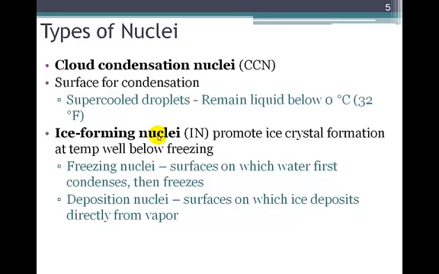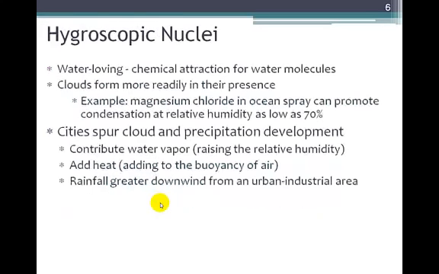And then there's lots of different ways we can describe these nuclei. Deposition nuclei is simply if the process for the condensation goes from water vapor directly to ice. So in other words, it skips out on the liquid phase. We call that deposition, and the nucleus that gets deposited onto is called the deposition nuclei. So you can read more about these in the chapter.